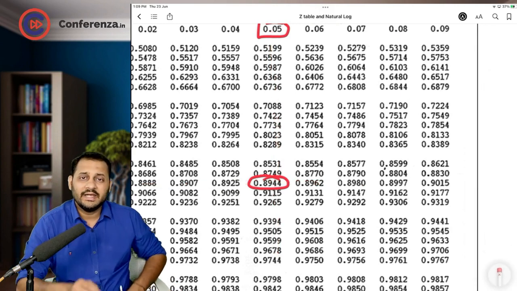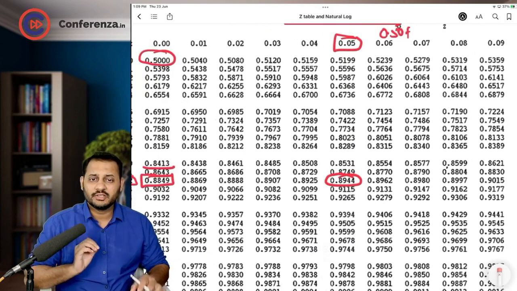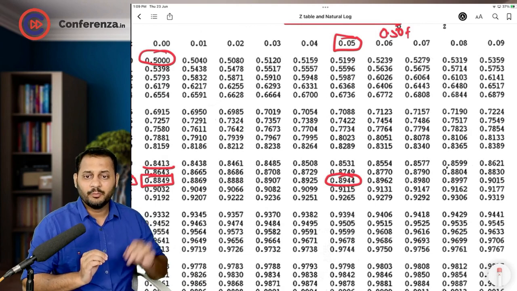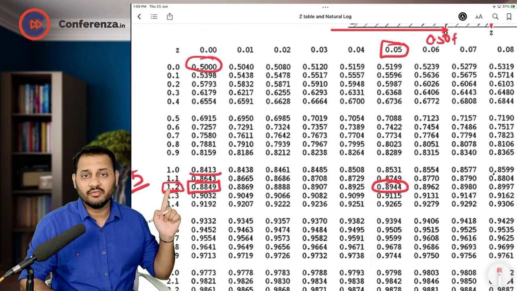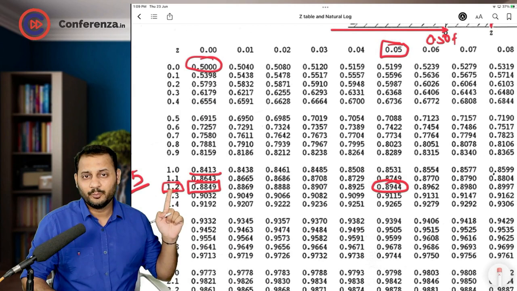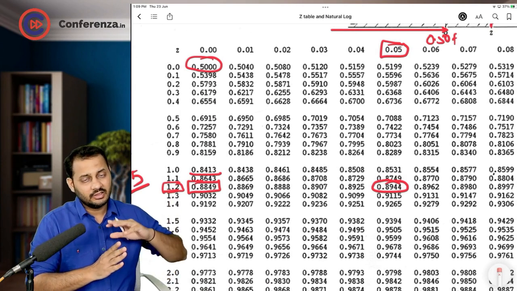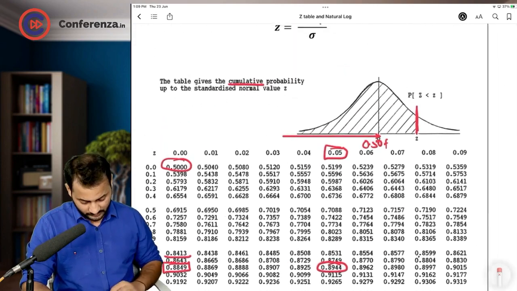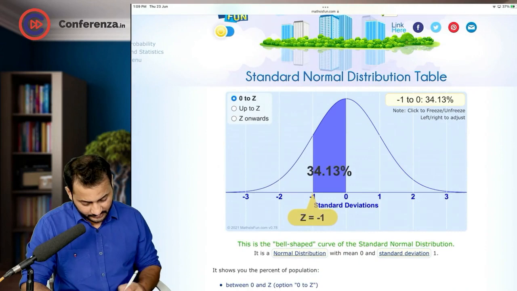0.8944. That means 89.44% of the probability or the area is covered 1.25 standard deviations away from the mean. 1.25 standard deviations away from the mean means it considers the rest of the side as well. 1.25. Let's do the calculation here.